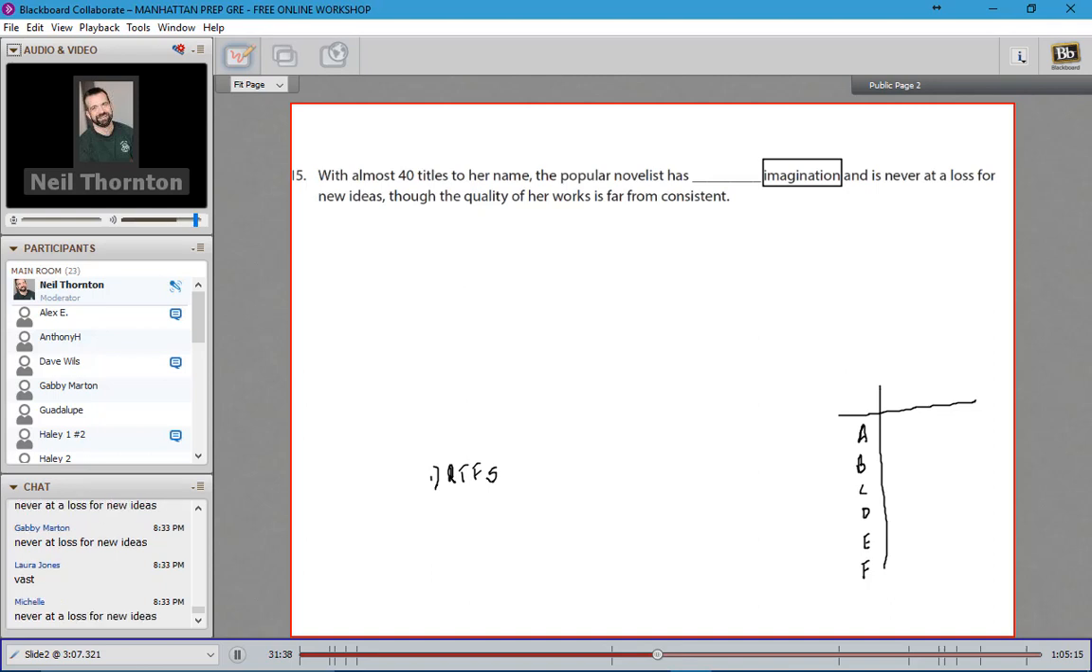All right, two things, right? She's written a boatload of books, and never at a loss for new ideas. All right, cool. So popular, maybe, right? There are popular novelists who've only written one book, like Catcher in the Rye, or I guess he wrote more than that, but before long, what was it? To Kill a Mockingbird was what's her, right? Though the quality of her work was far from consistent.